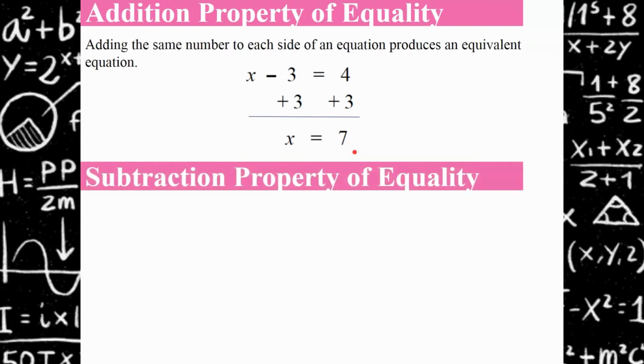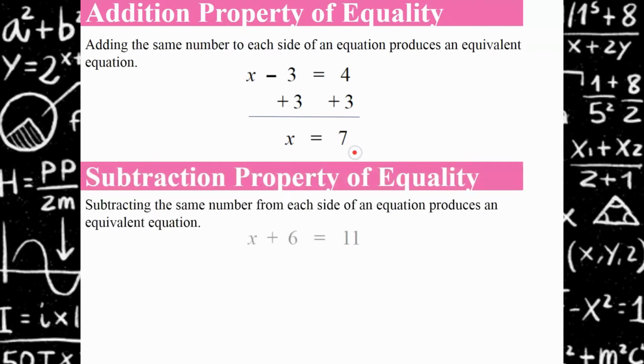Now we have the subtraction property of equality, which states that subtracting the same number from each side of an equation produces an equivalent equation. So here's a different equation, and I'm going to subtract 6 from each side. Again, thinking of this as a balance. So whatever I do to the left side of the equal sign, I must do to the right side of the equal sign to make it remain equal.